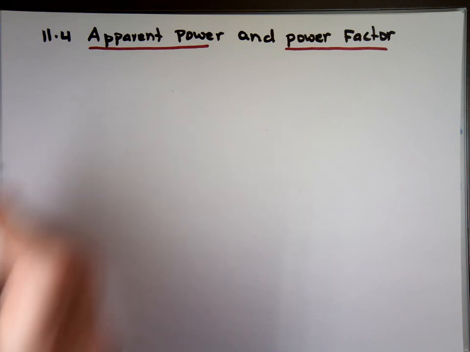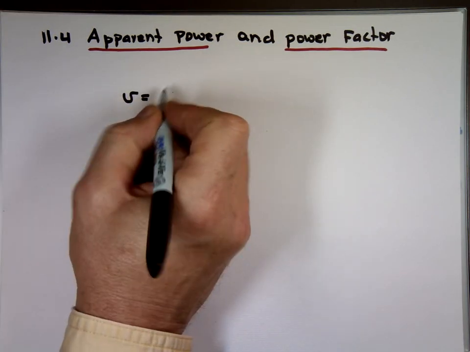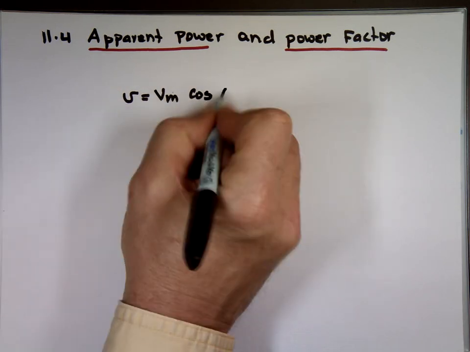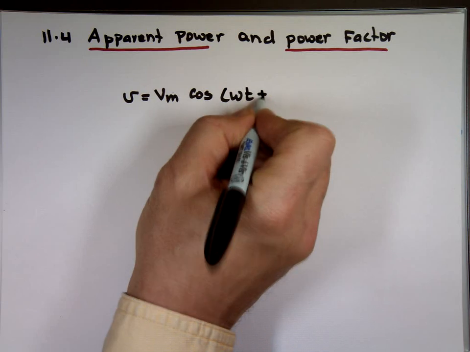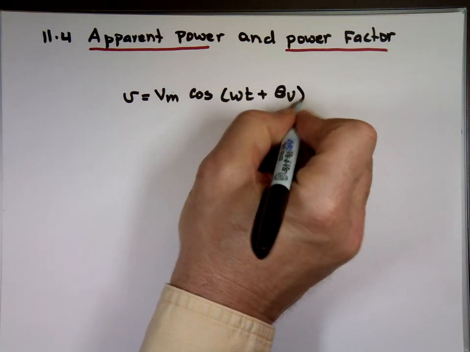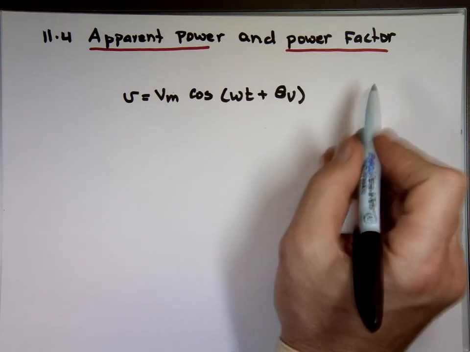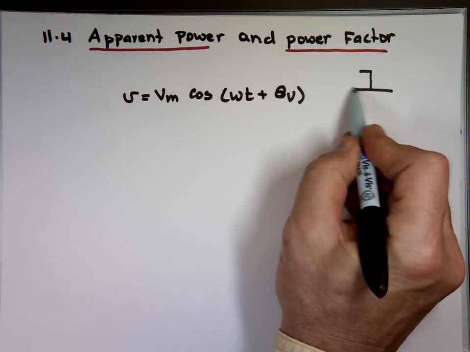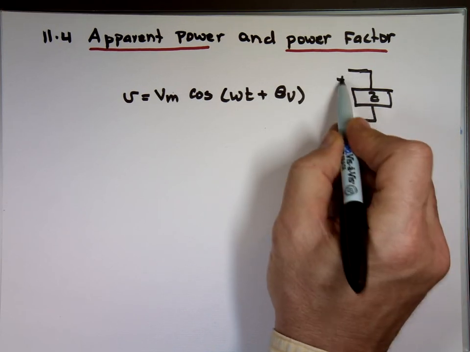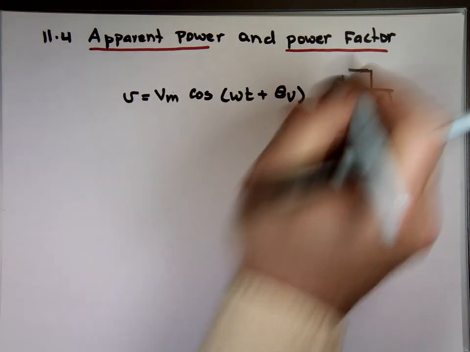Now, if you remember, if you have a voltage source of a value of V maximum cosine wt plus, well, I call it theta V, because with theta and phi I'll forget which one is which. And you put that across an impedance. So if you have this voltage source going across Z, some impedance here, that's going to create a current going through this load, or this impedance.